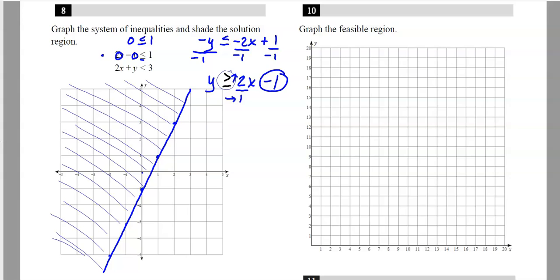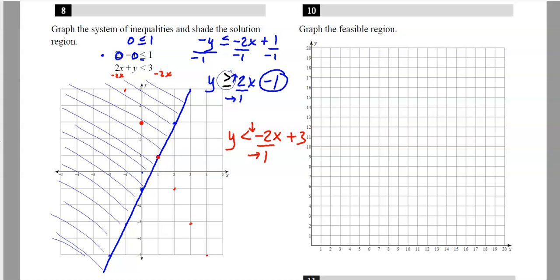Solving the other one for y is a little easier because it's positive. So I'm going to have y when I move this 2x to the other side. Subtract 2x from both sides. I get that it crosses at a positive 3. Go up to 3. Slope of negative 2, so I'm going down 2, right 1. So down 2, right 1, down 2, right 1, down 2, right 1.